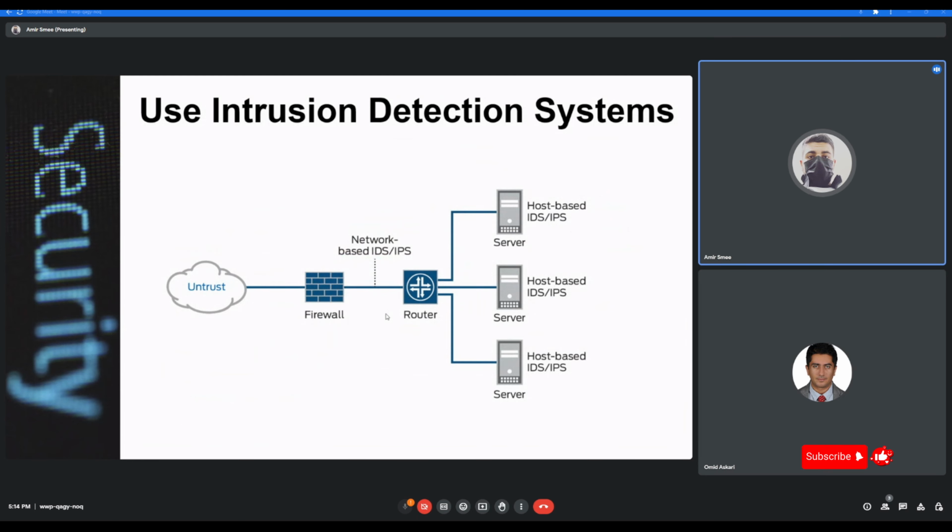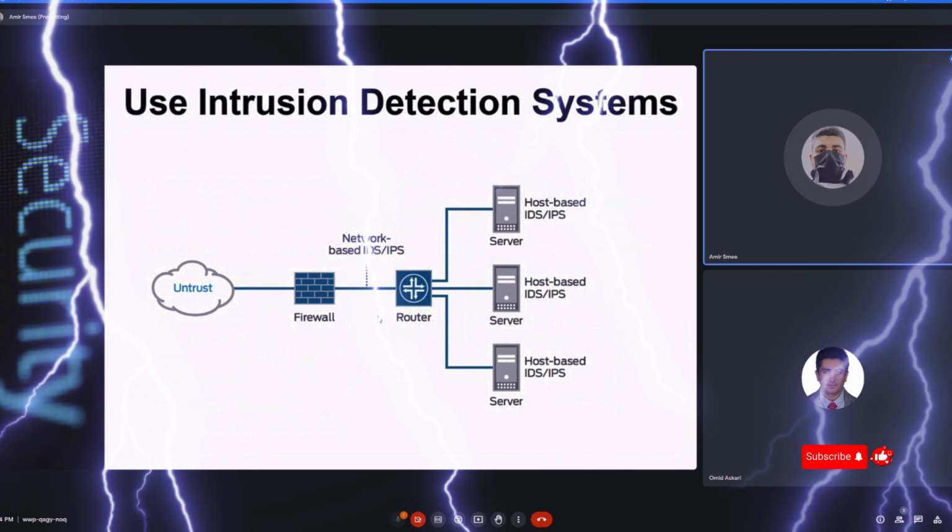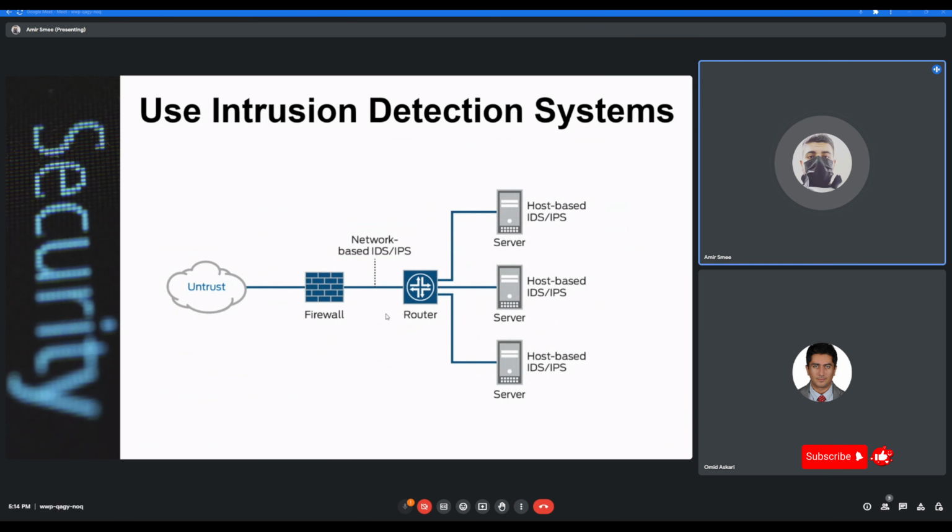Use intrusion detection systems, or IDS. IDS is a security solution that detects and alerts you to any suspicious activity on your network. By using IDS, you can detect and prevent MAC spoofing attacks before they cause any damage.